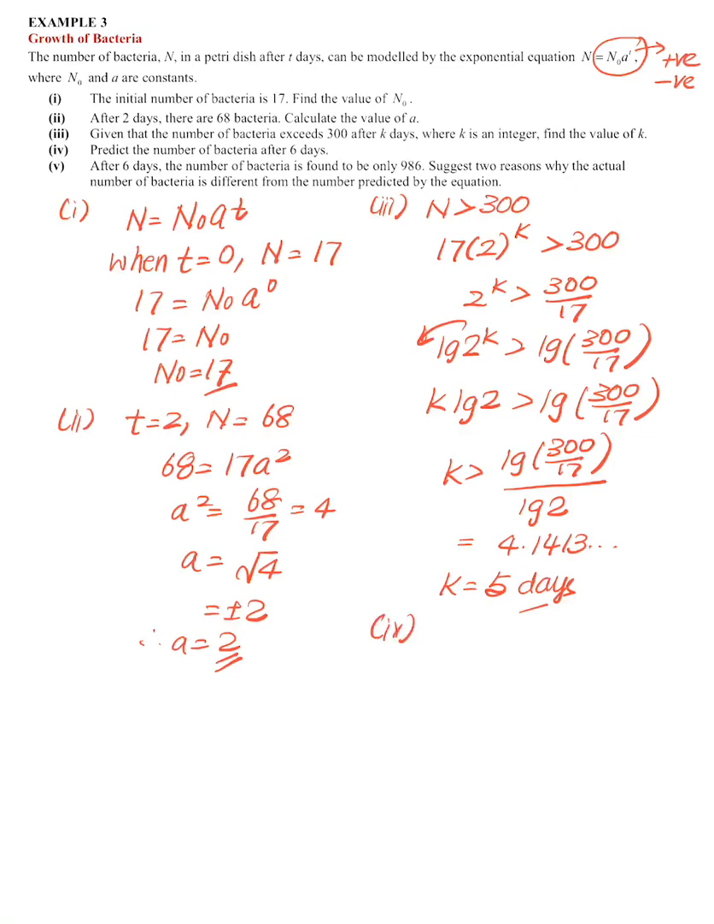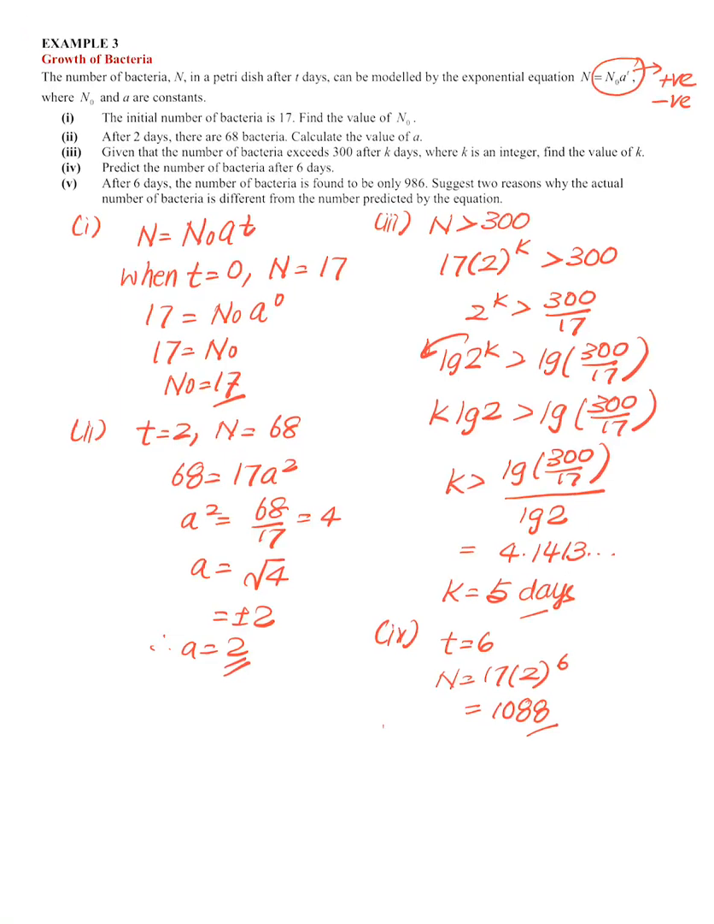Part 4. Predict the number of bacteria after 6 days. After 6 days, t equals 6, so the number of bacteria will be 17 times 2 power 6. It's about 1088. And then the last part: after 6 days, the number of bacteria is found to be only 986. I'm not too sure how they actually count the number of bacteria, but anyway.